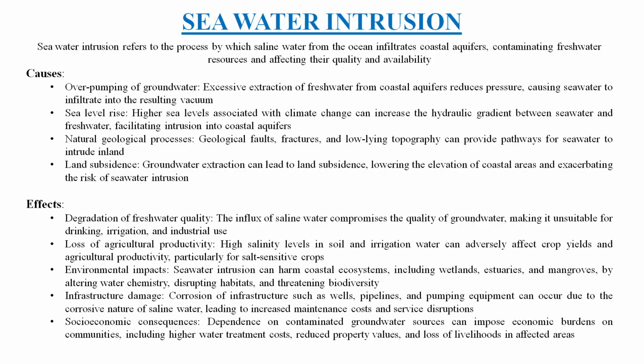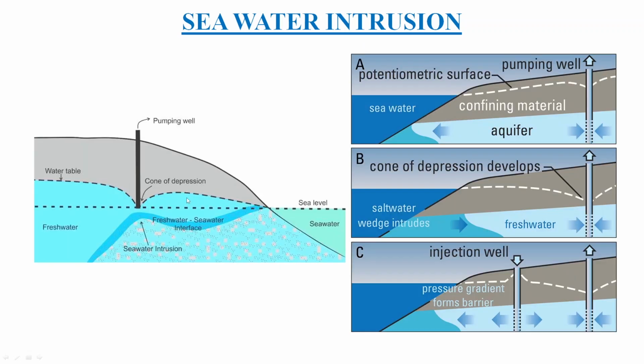Apart from that, it can happen by some natural geological processes, by some faulting or fracturing in the strata, and also sometimes by land subsidence. So if I look at this diagram, you have a freshwater aquifer sitting side by side along the sea like this. This is your land, this is your coast, this is your sea level, and there will always be a contact between the fresh and the seawater. This is referred to as the freshwater-seawater interface.